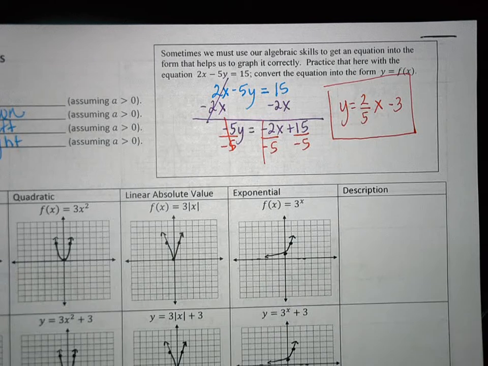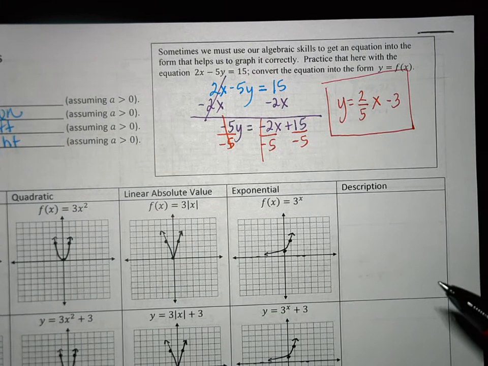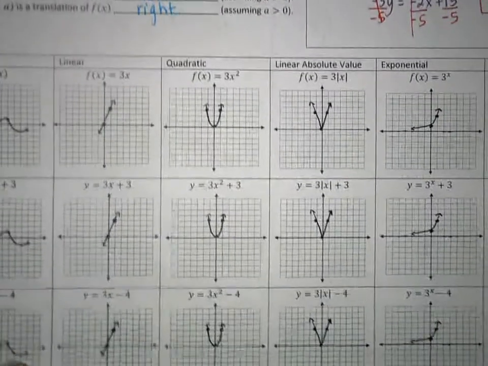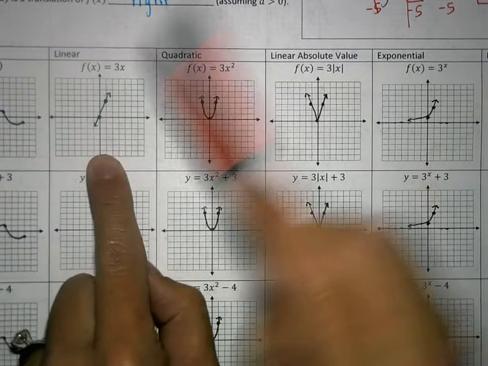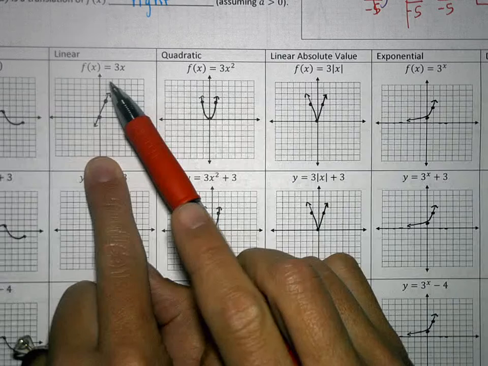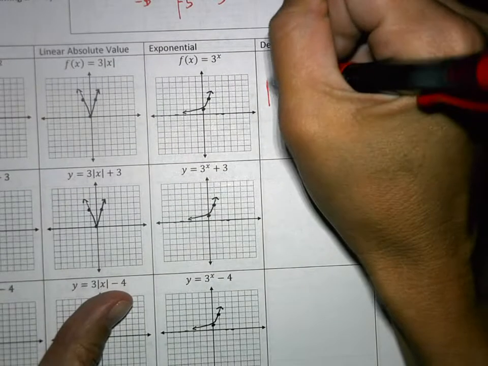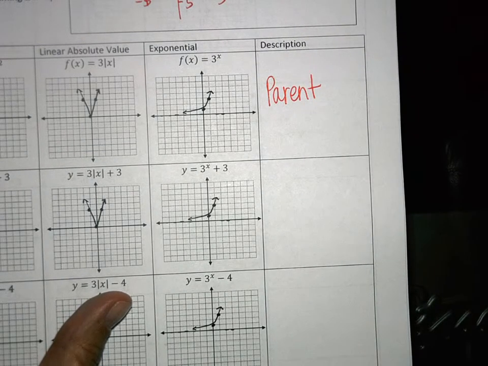So looking here, we're going to actually come back to this one. We're going to start here with our lines. This first one right here is the equation f of x equals 3x. In the description box, I want you to write that these are our parent graphs. These are the original functions.